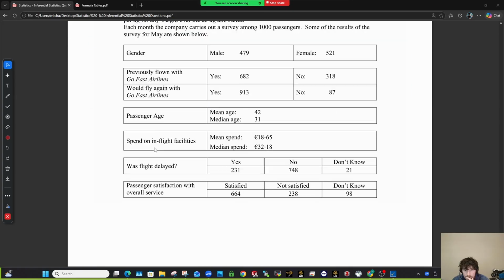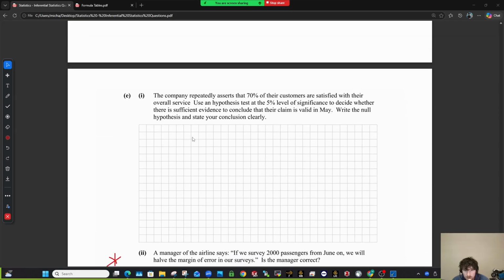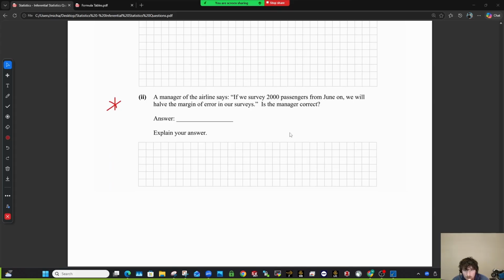Okay. So if we scroll down here slowly, you'll kind of see what we're on about. If we survey 2,000 passengers for June, we will have the margin of error. So we should all know our margin of error formula. So let me get it up here.